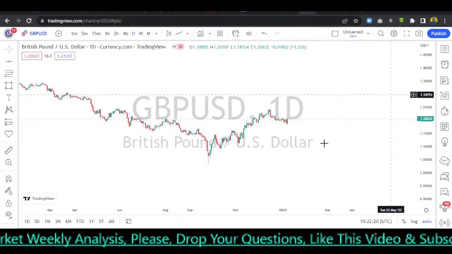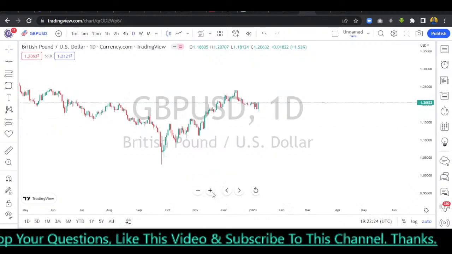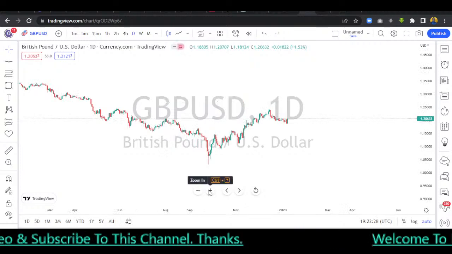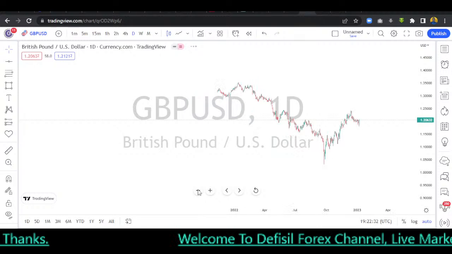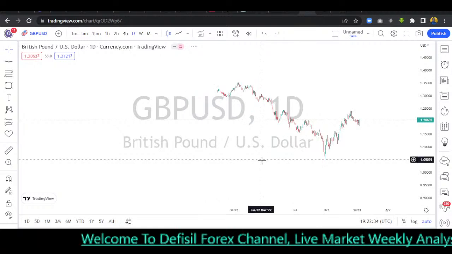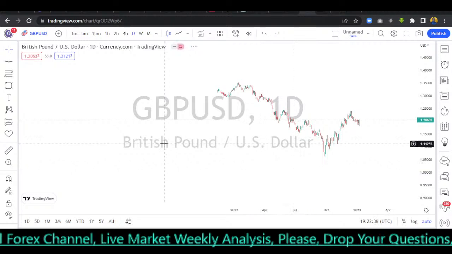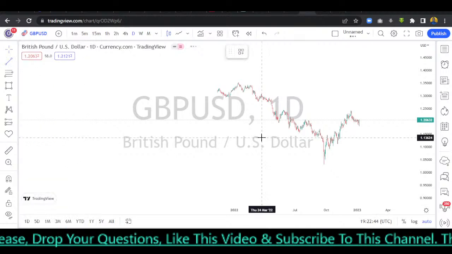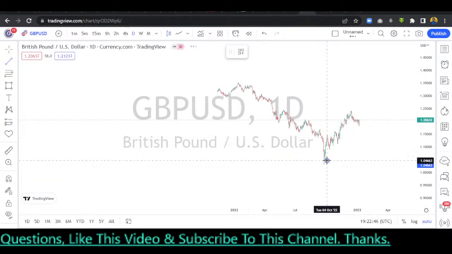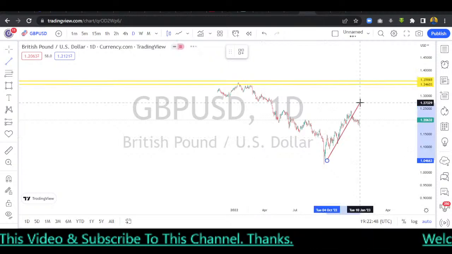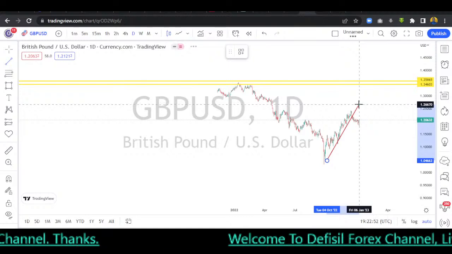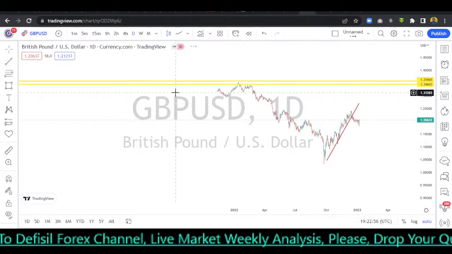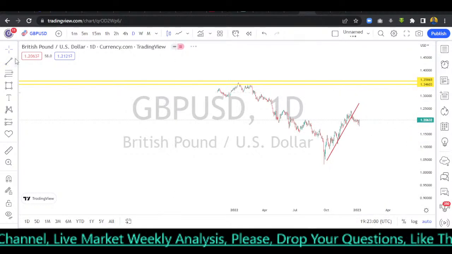Let me zoom out to see the bigger picture and possibly the current trend. From what I'm seeing, this market was previously in an uptrend till it broke its structure, then it started trading as a downtrend. However, let's look at further details.